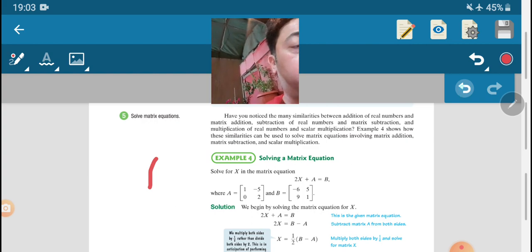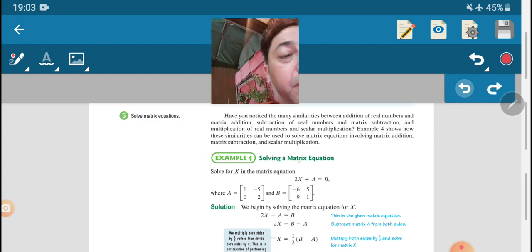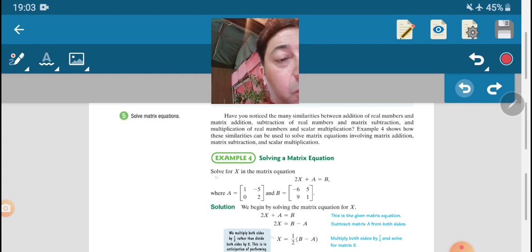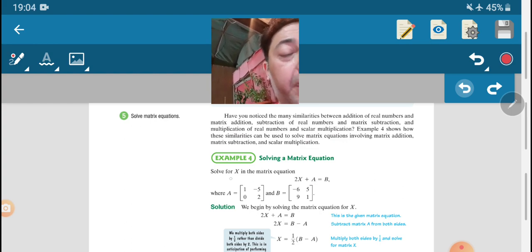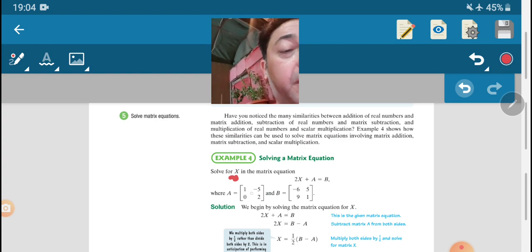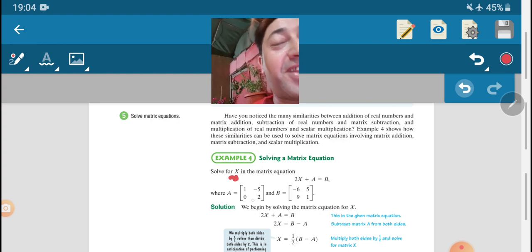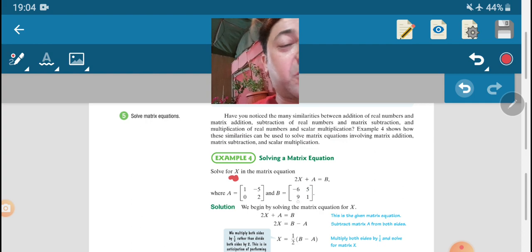Solving a matrix equation. We're going to solve for x in the matrix equation 2x plus A equals B, where x is a matrix and A is a matrix. A is a square matrix, meaning it contains the same number of rows and columns. Here it is 2 by 2.